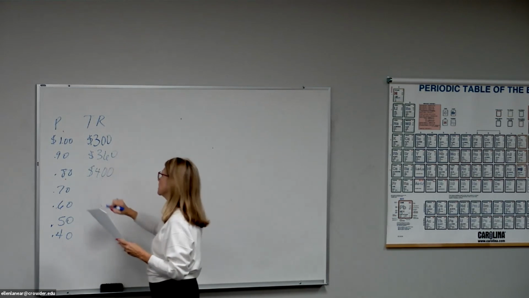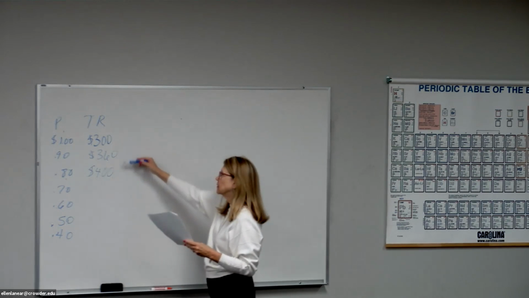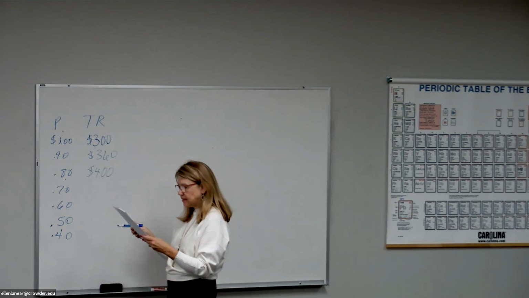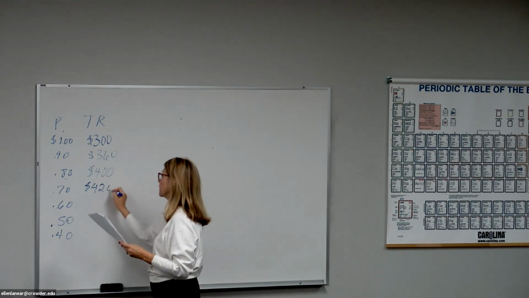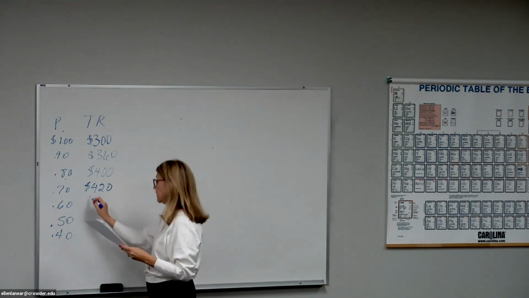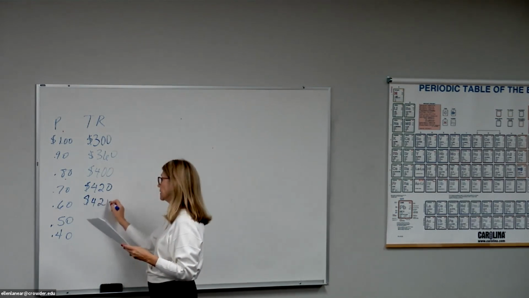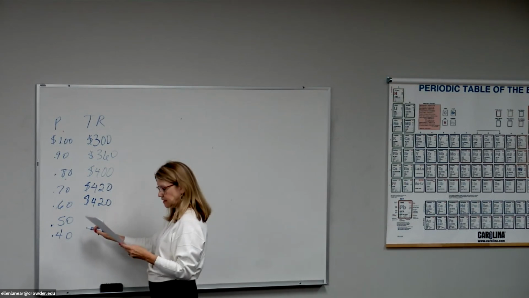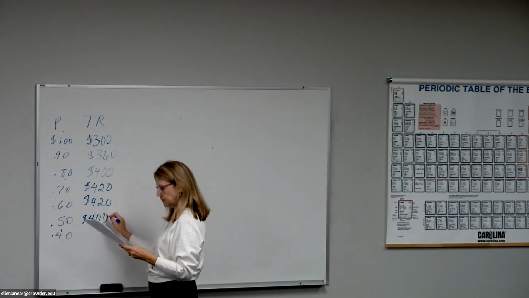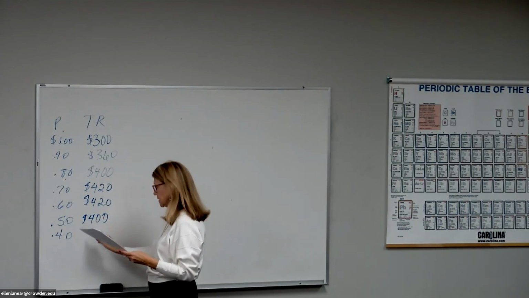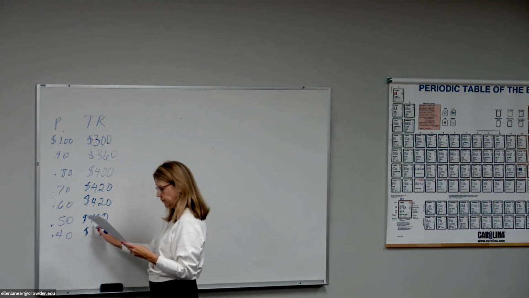So what's happening to total revenue so far? It's going up. It's going up. So 70 cents times 600 is 420. 60 cents times 700 is also 420. 50 cents times 800 is 400, and 40 cents times 900 is $360.